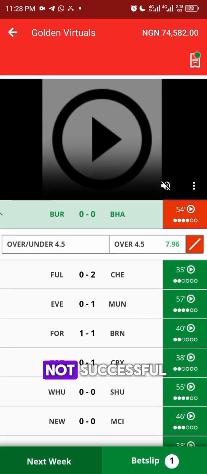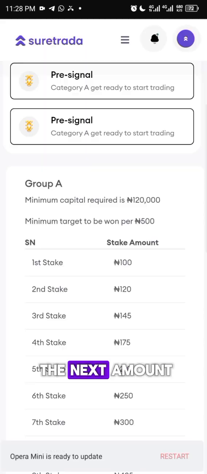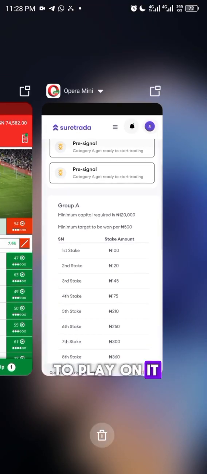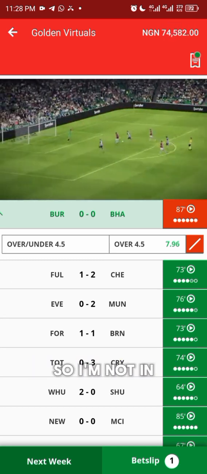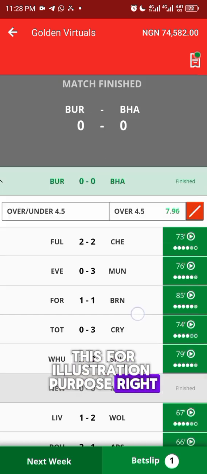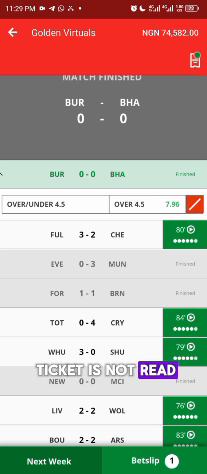Now, if this game is not successful, I would have to go back and check the next amount, which is 120. That will be the next amount for me to play on a budget of 120. As you can see, my balance is not up to 120, so I'm not in that category. But I'm just doing this for illustration purpose, right? So you see, the game was not successful. You can see the ticket is marked red, and obviously the scores are not up to 5 goals. So this is not an over 4.5.